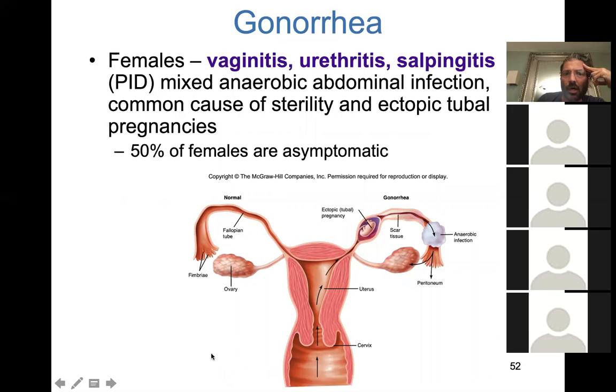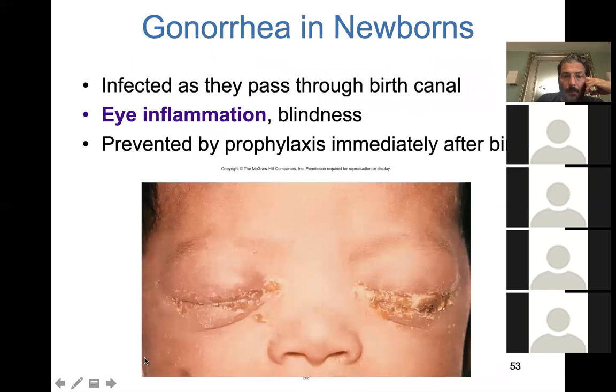So it's going to cause all kinds of fibrotic scarring and inflammation. It can lead to inflammation of the vagina, ureters, and the salpinges, and it causes a lot of ectopic pregnancies, which are extremely painful, and they sometimes can be fatal. And then gonorrhea in newborns, as they pass through the birth canal, they can get this. Prophylactically, I think they pretty much still use silver nitrate, because remember, the conjunctiva is a mucous membrane too.